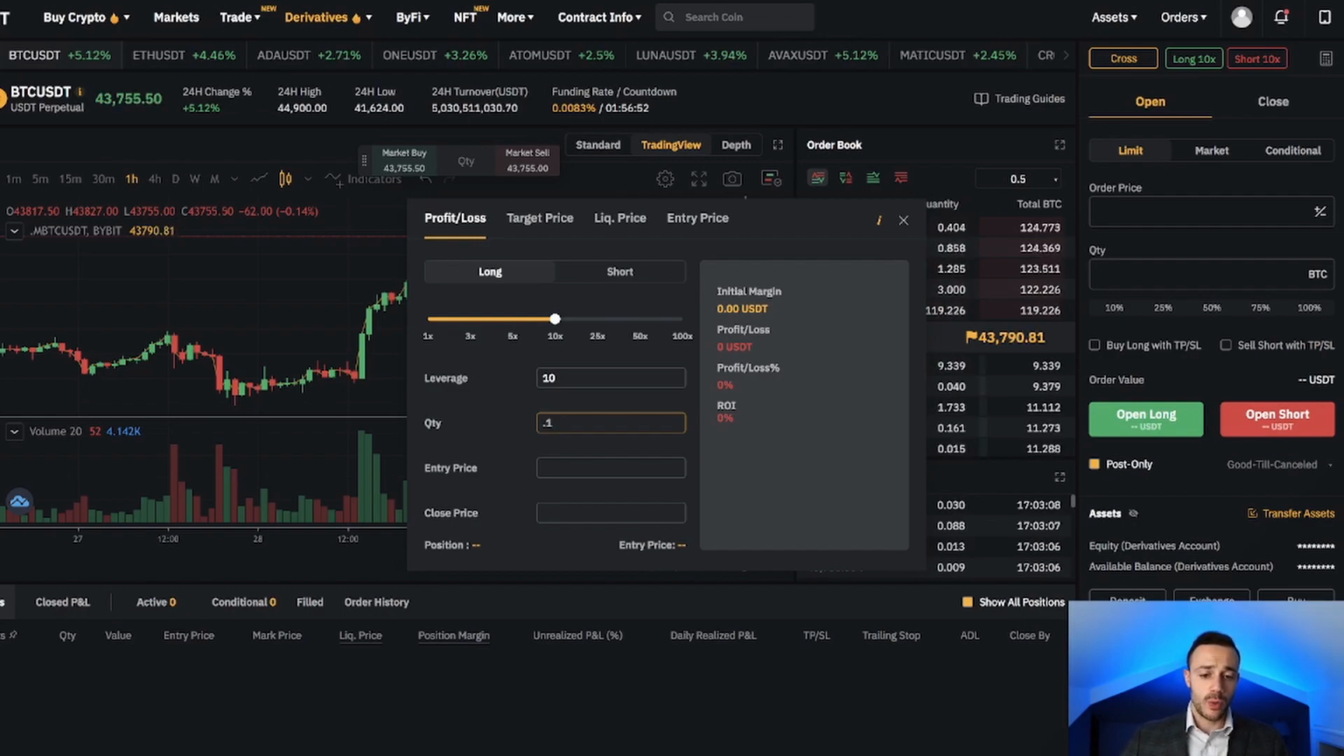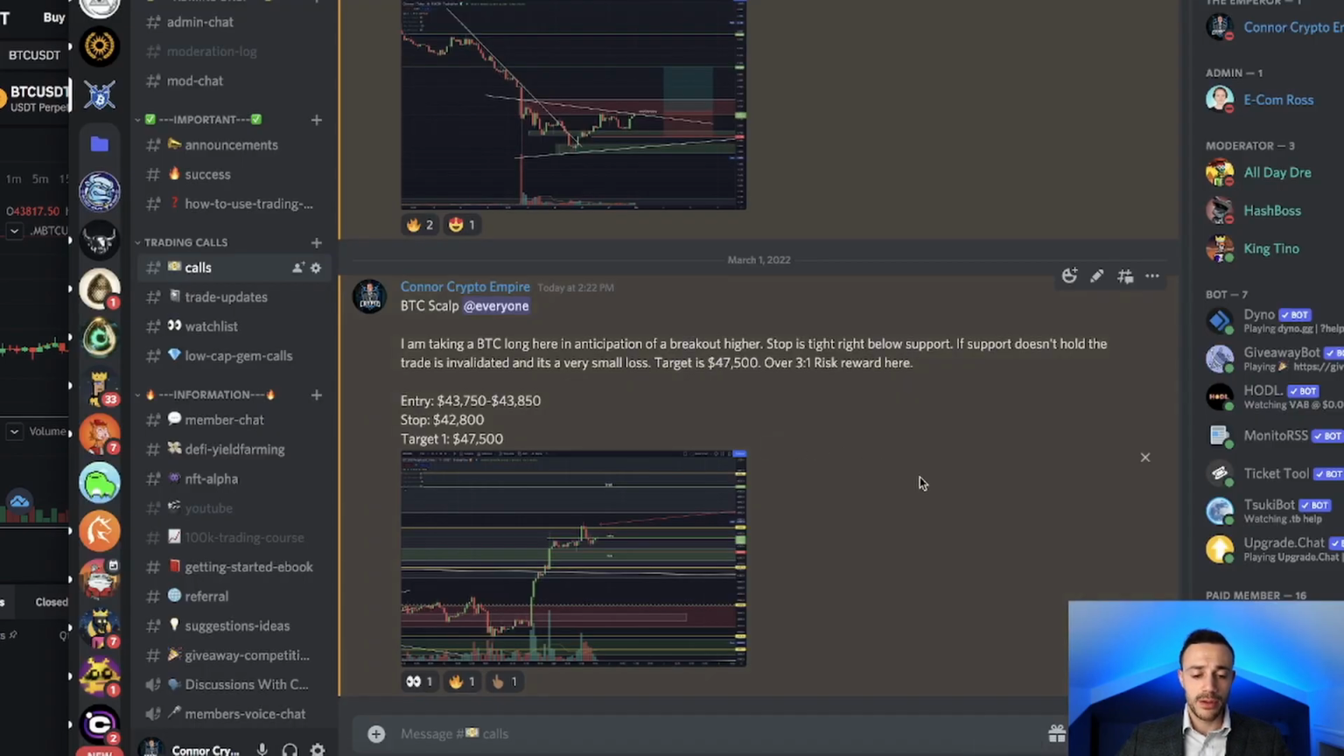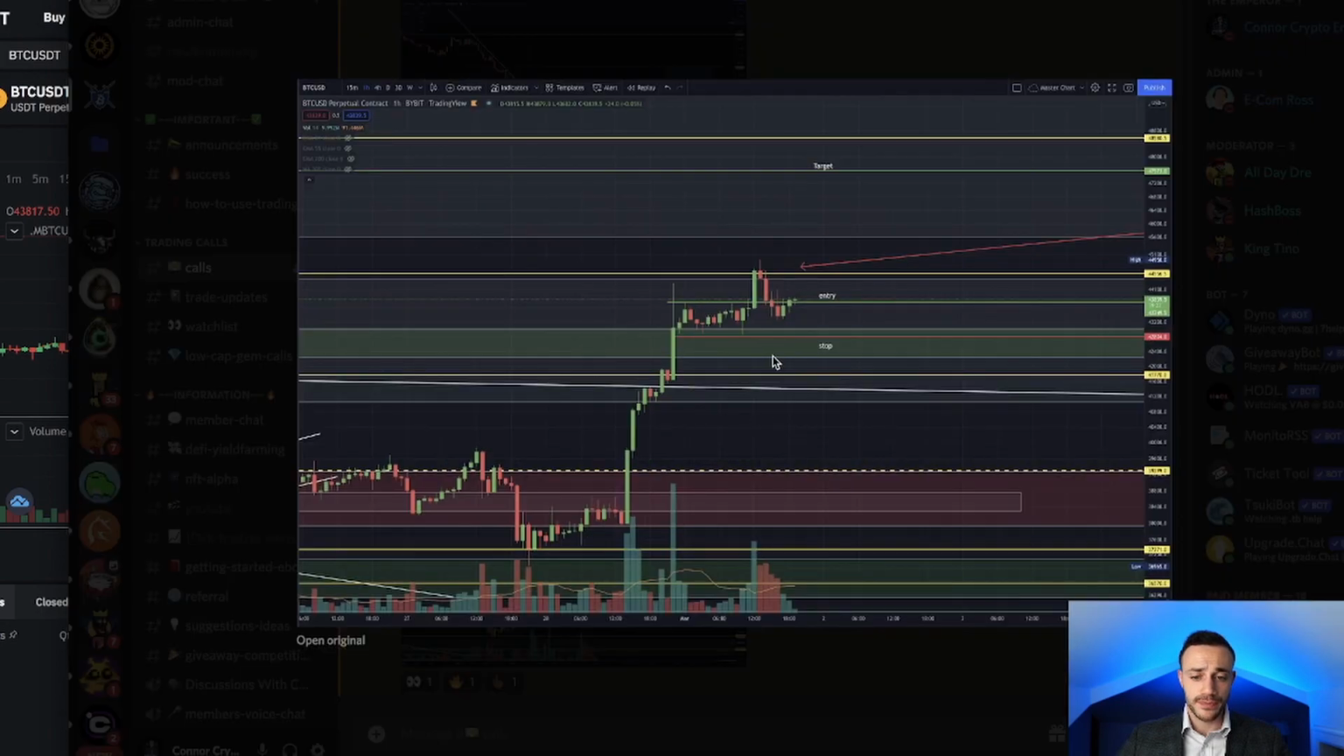So quantity, 0.1 Bitcoin. Entry price, let's just go about the example that I actually called today in the Crypto Empire Premium Discord group. I did trade Bitcoin on a scalp day trade, and we can take a look over here and see that I was anticipating a breakout above the $45,000 resistance level. I'll get into what actually happened, but we'll just use this example for example's sake right now.